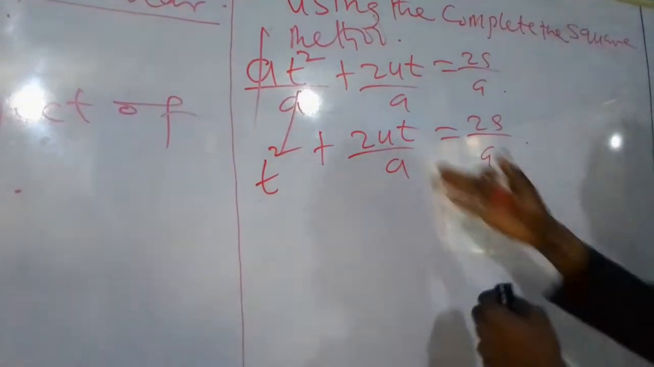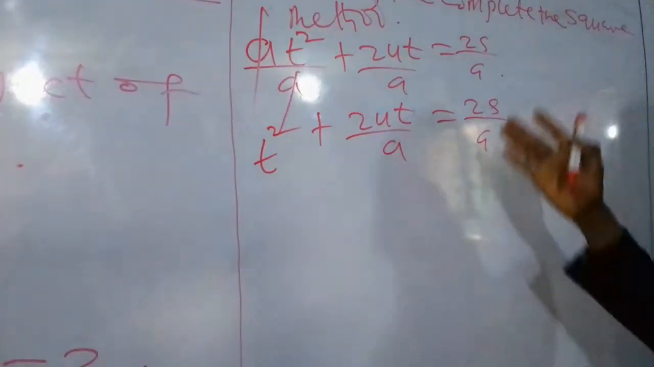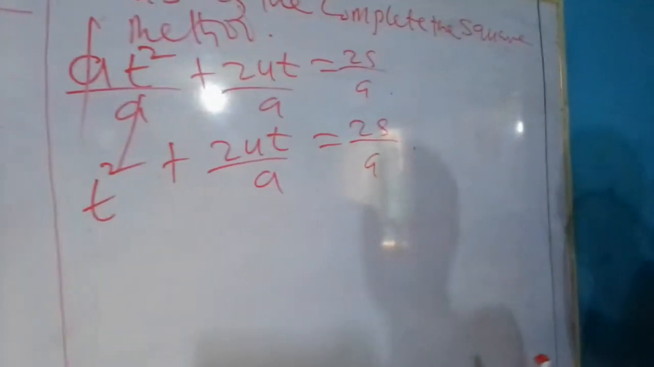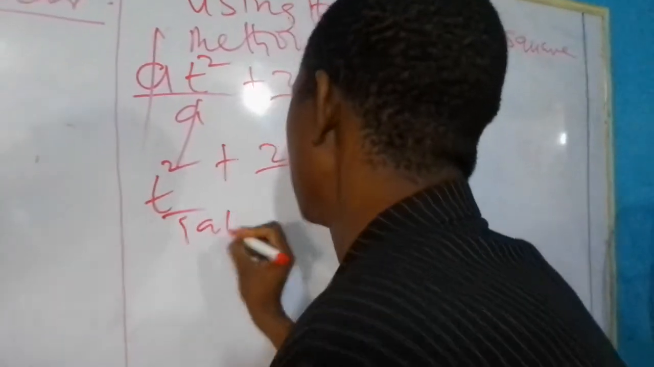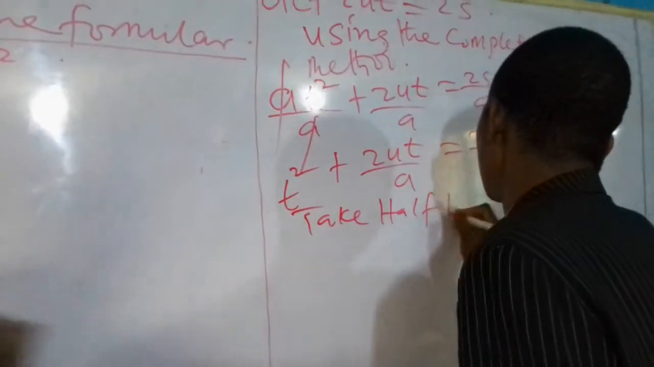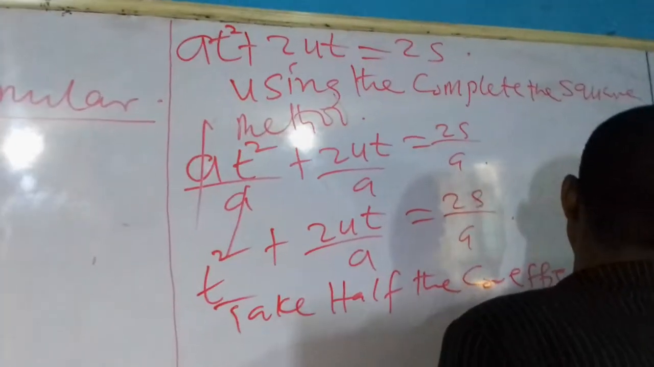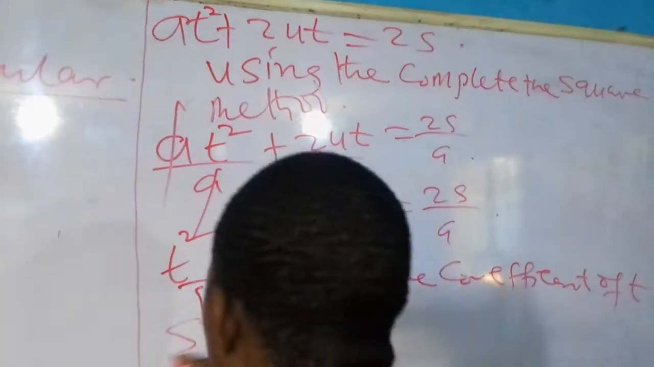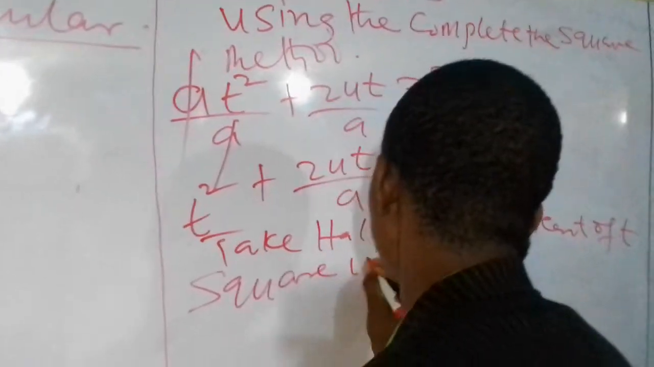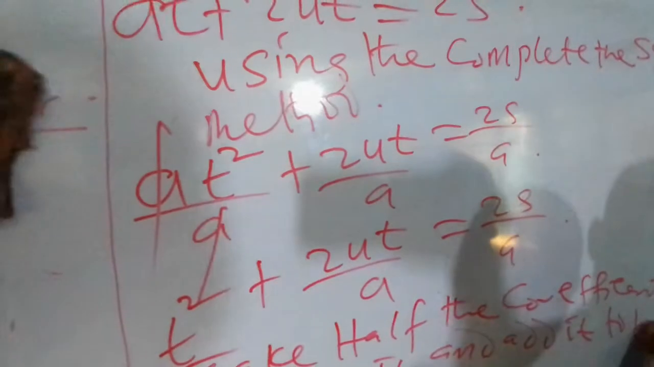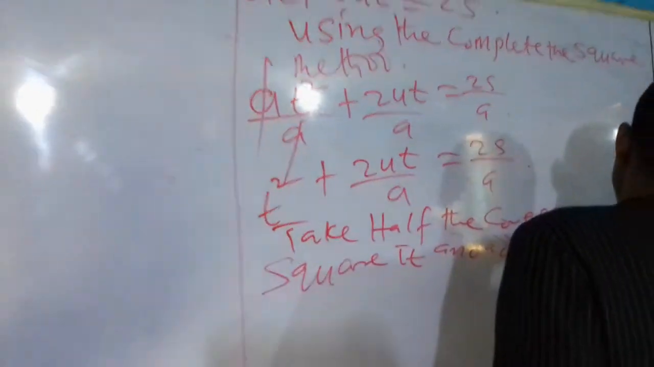Then what do we do? We take out the coefficient of t, square it and add it to both sides.